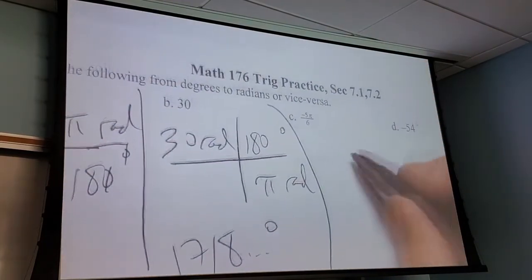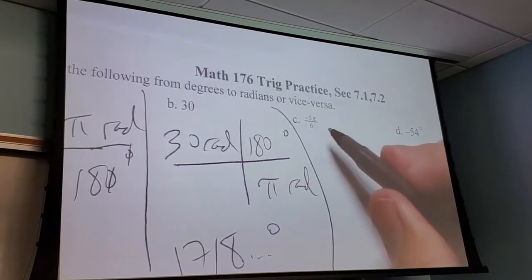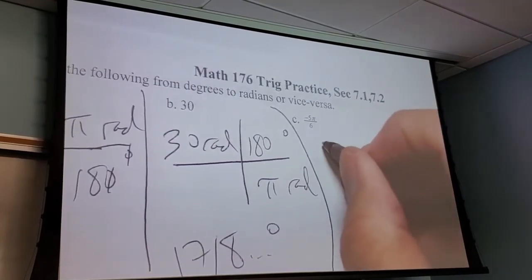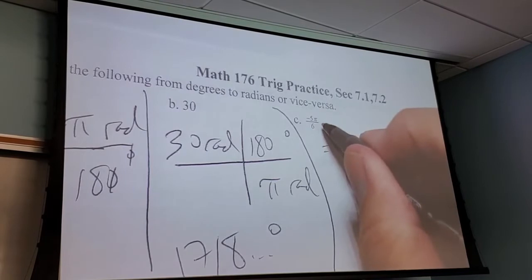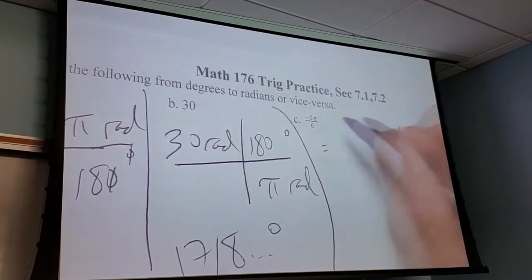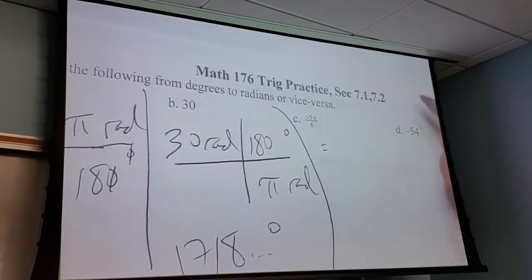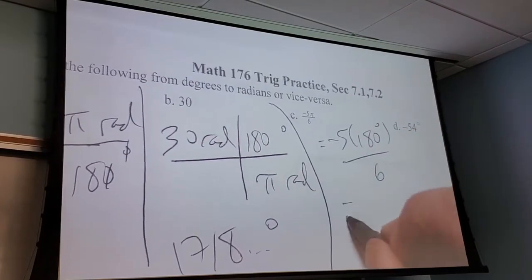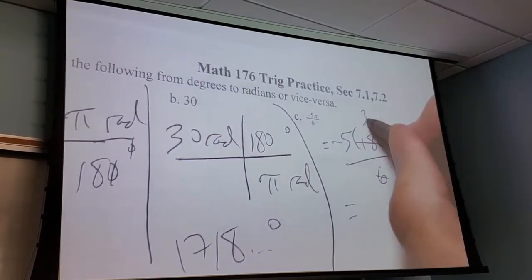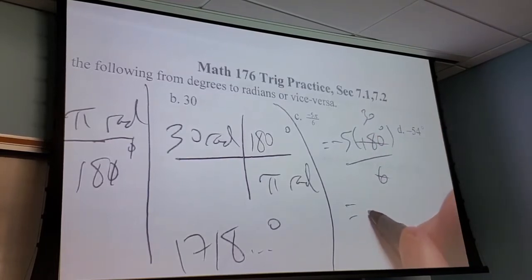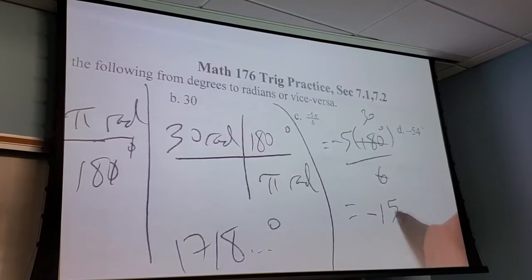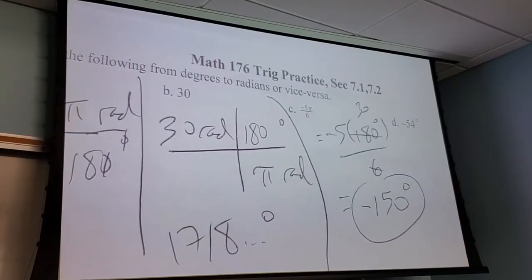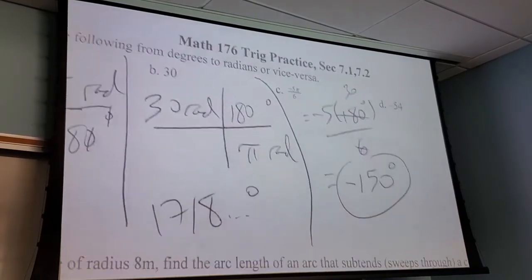Why is C easy? If you could just read it. That's tiny, Jeff. Why is this easy? What can you do? Yeah, pi is 180 degrees. So what do you get? This goes to 30, so you get negative 150. How's that so far? Is that all right?